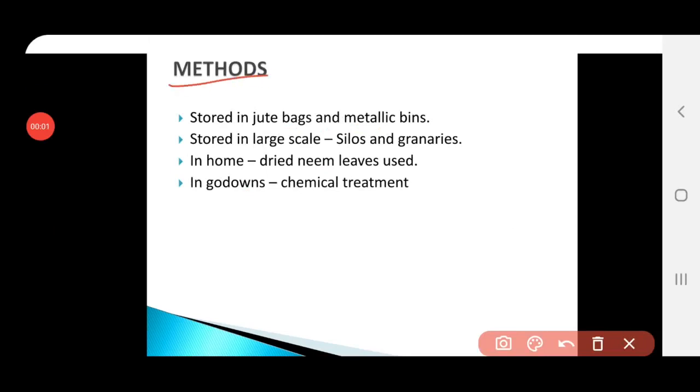Methods of storing. We can store in jute bags and in metallic bins. If you are storing on a large scale, silos and granaries can be used. If you are storing at home, dried neem leaves are used to avoid the attack of pests and microorganisms. If it is done in godowns, chemical treatment is used.